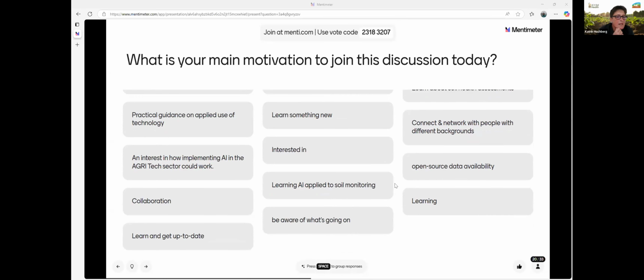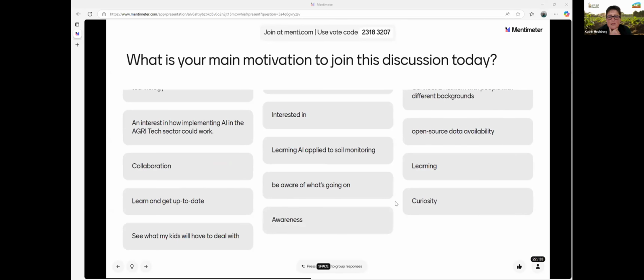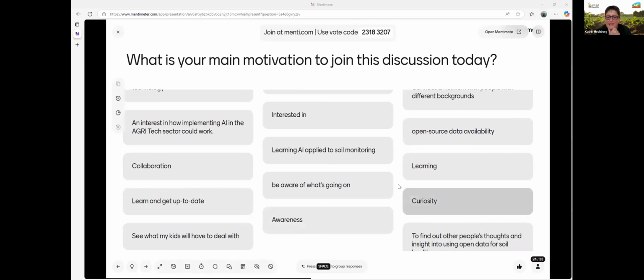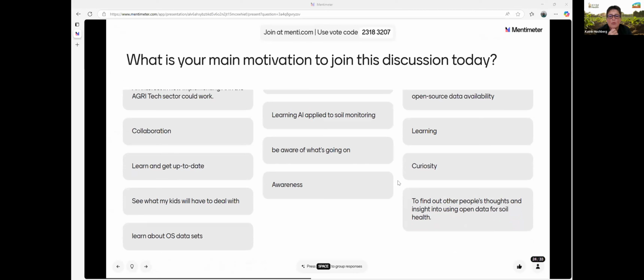Implementation of AI in the architect sector. Yeah. Collaboration. There's a lot of, making sure you're up to date. And I think that is a very good motivation to be here today. Awareness, open source data availability. I like the curiosity. That's a good one. Yeah. Find out other people's thoughts and insight. Yeah, I think it will be really interesting.